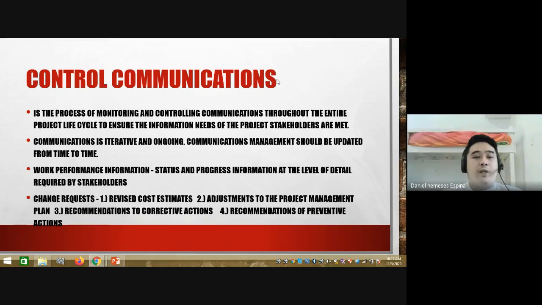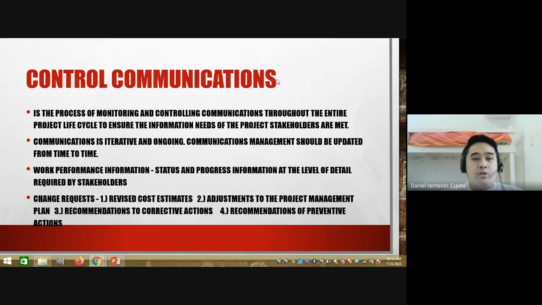Second is communication is iterative and ongoing. Okay, so communication is iterative and ongoing. So every now and then, there are times dapat mag-communicate ka even though wala na siya sa plano. So for example, yung mga deviation sa plan or sa schedule, okay, or na naitabo nga makadugay sa project. Okay. So this must be communicated although wala siya sa imong communications plan. Communications management should be updated from time to time.